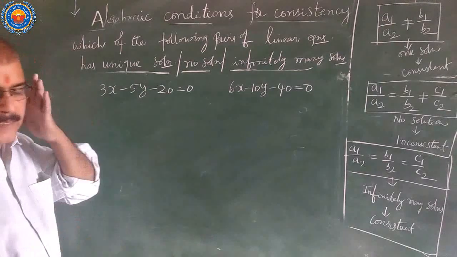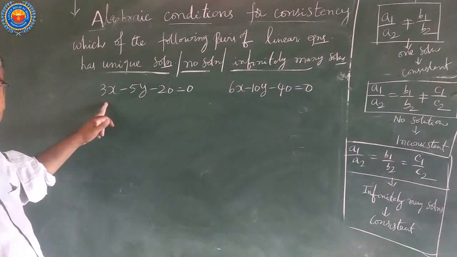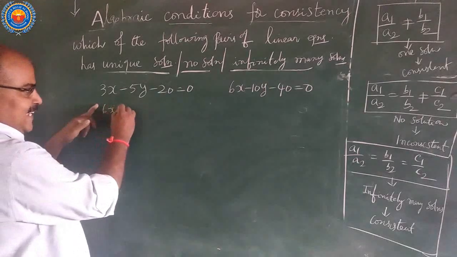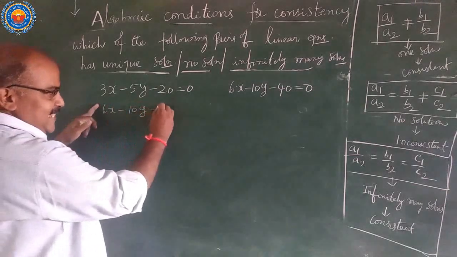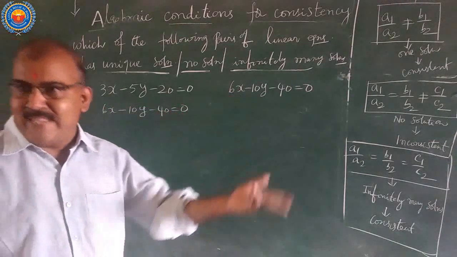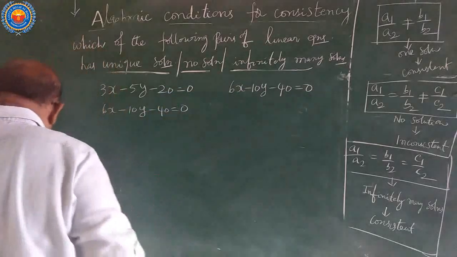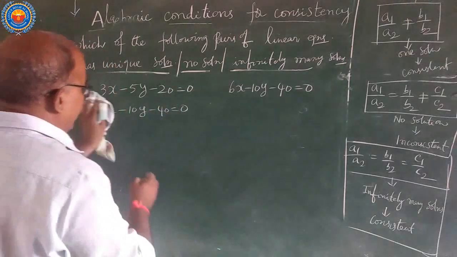Okay, this is the third sum. Directly you can say, why? Because if you multiply with 2, this is 6x, this is 10y, this is minus 40 is equal to 0. So these two equations are same. Directly you can say infinitely many solutions, but by condition we'll check. So let us take the original equation, not this one.